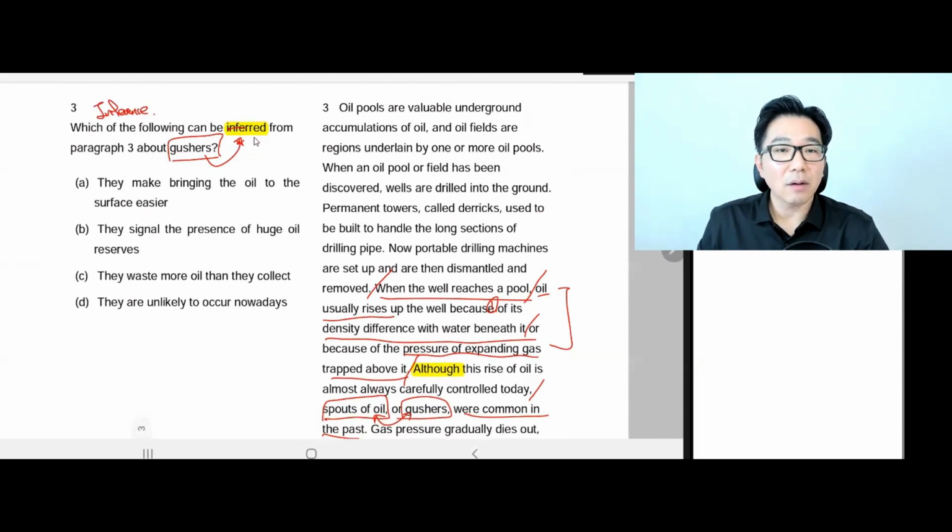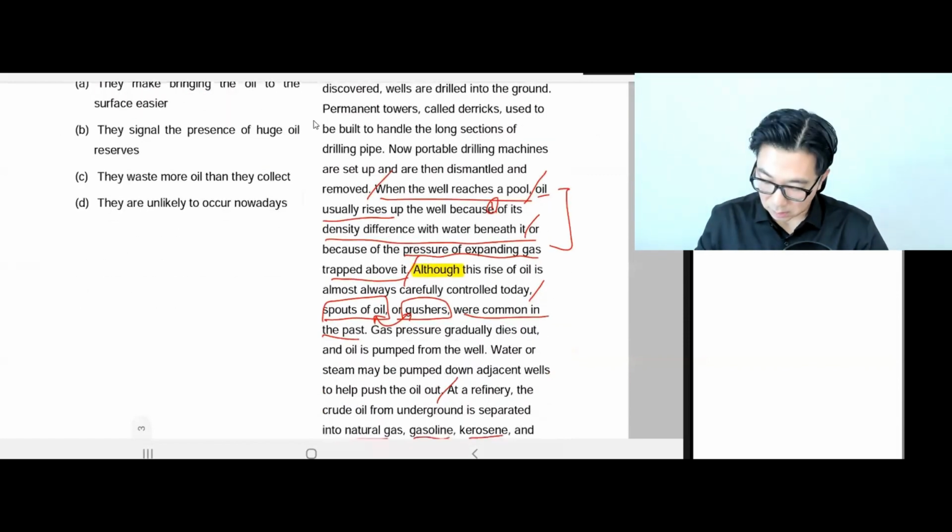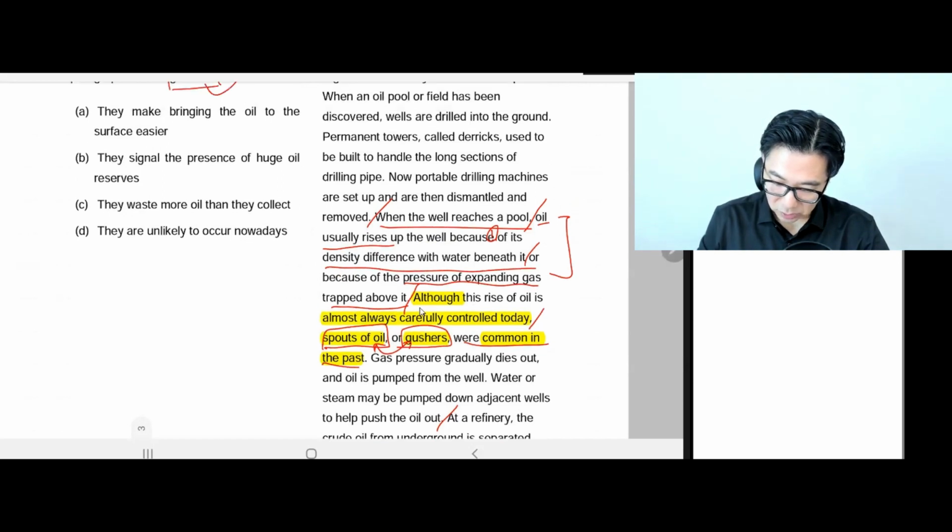So what can we infer about gushers? There was only one spot where they mention gushers, and a gusher is a spout of oil. It used to be common in the past. If we infer, it means it's no longer common, because nowadays the rise of oil is almost always carefully controlled today. So this is the evidence for our answer. So let's choose the right answer choice.